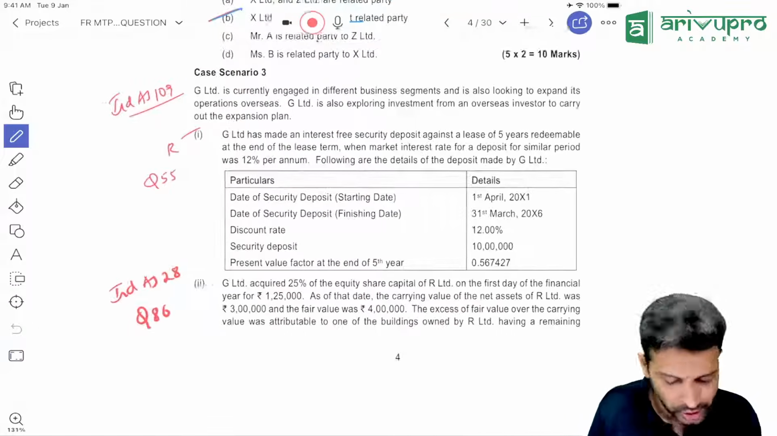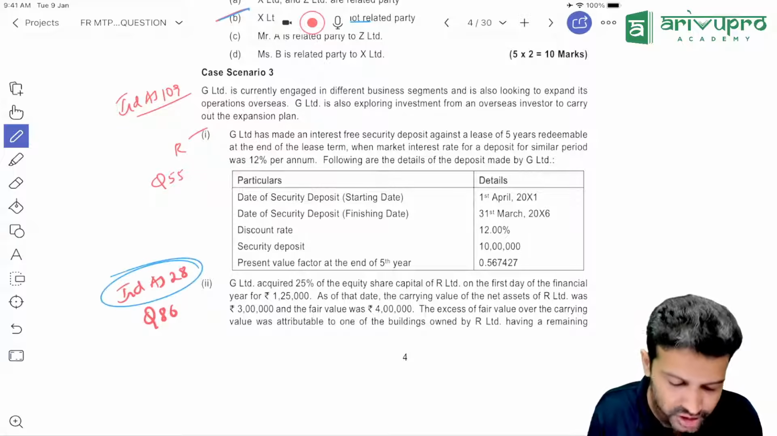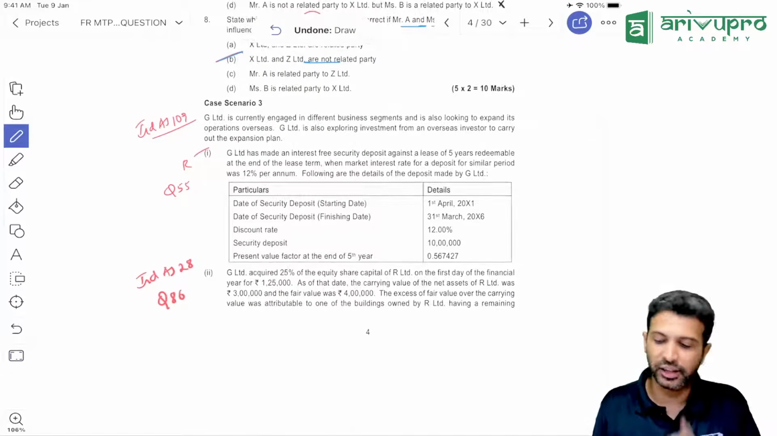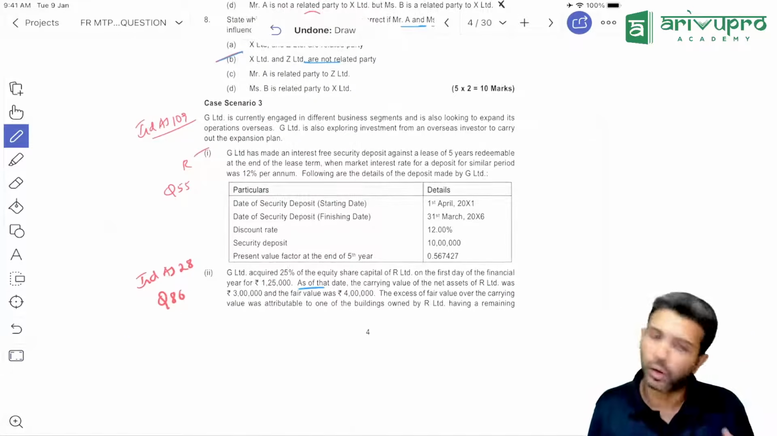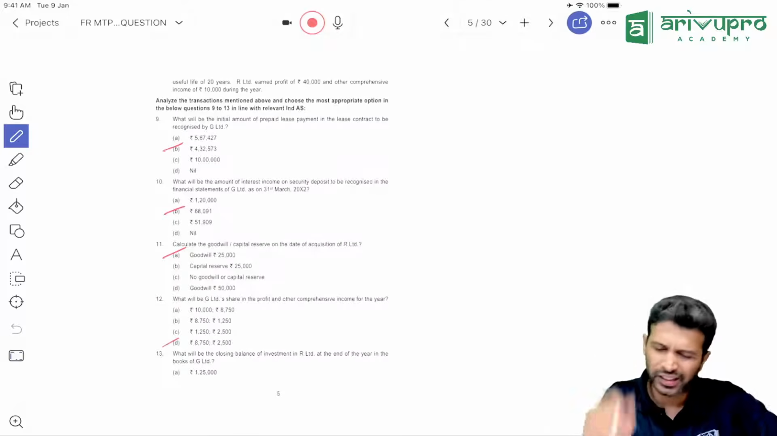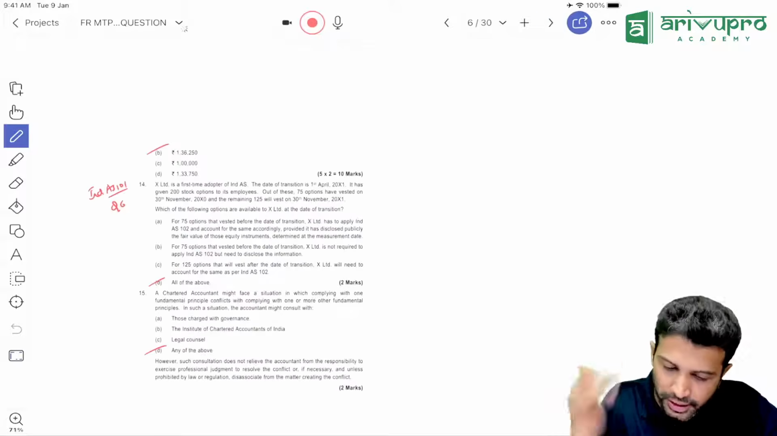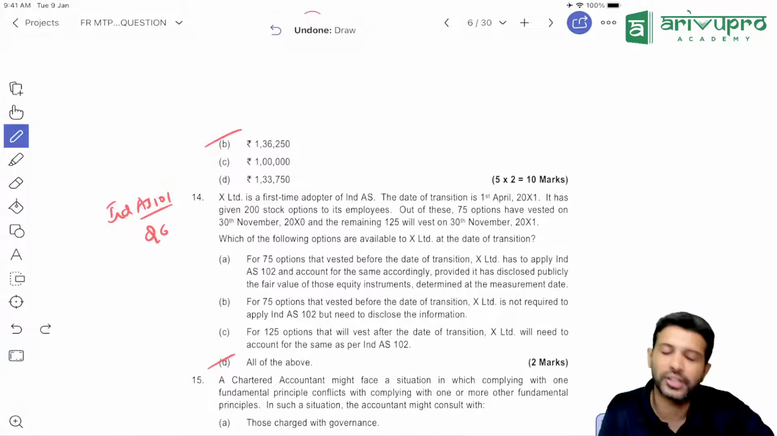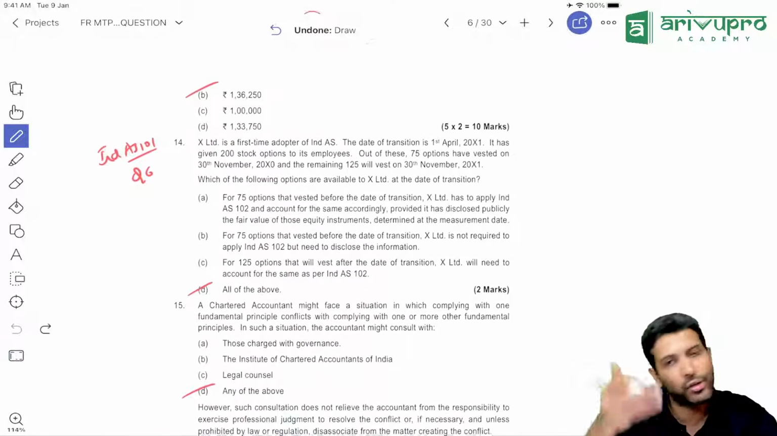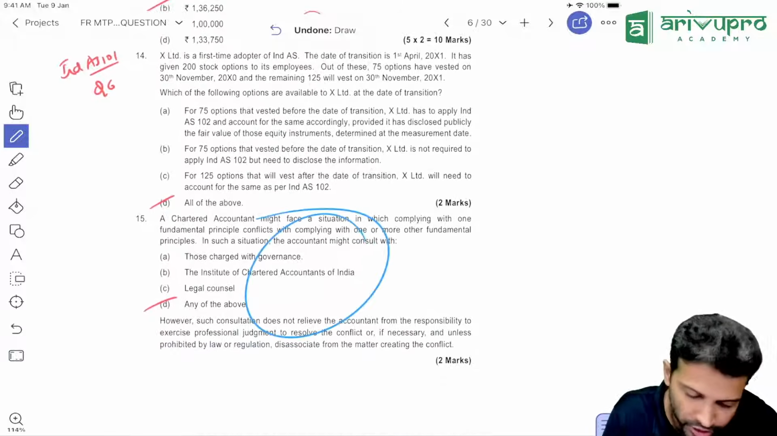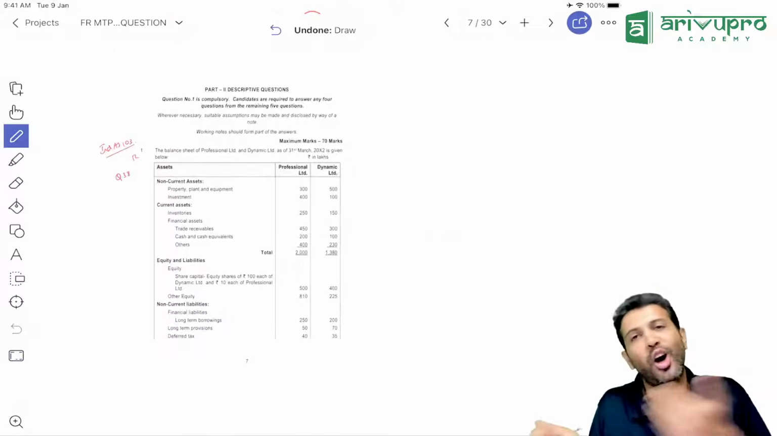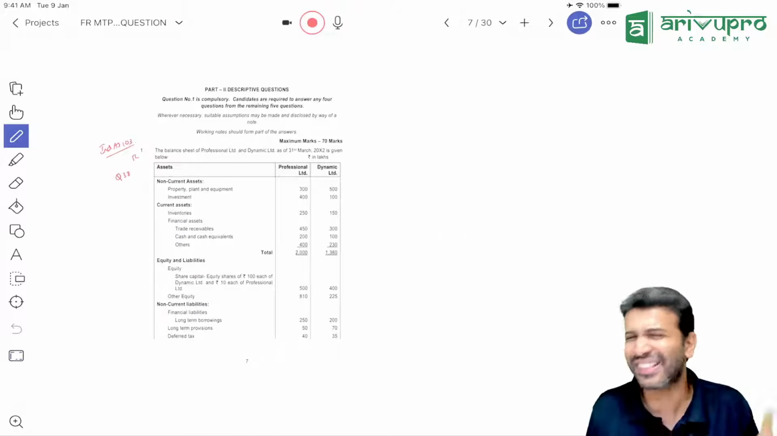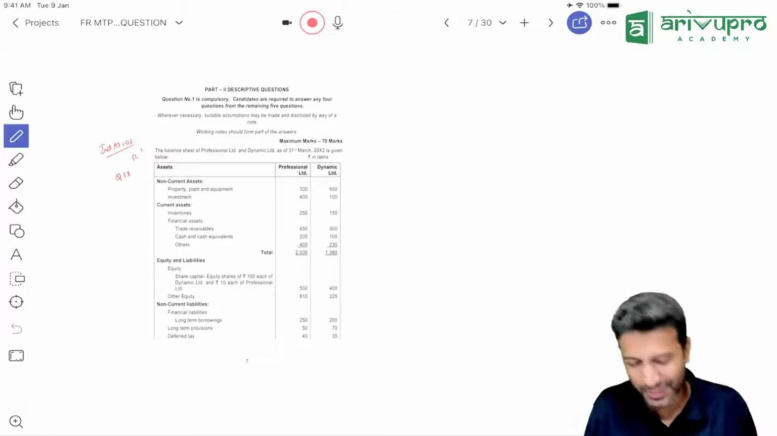That's the only change. The second part is Ind AS 28, question number 86. I think it's an associate question. Same question number 86 if you review; I think it's a ditto question. Question number 14 in the MCQs is Ind AS 101, first-time adoption, question number 6 in our class notes. Same one. So with this, all the MCQ questions are quickly reviewed. Nothing much to review here. Everything is a repeat.